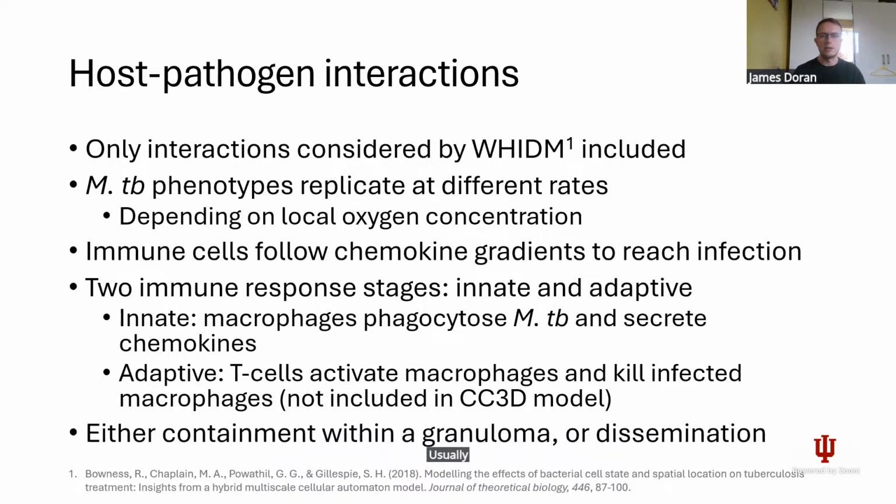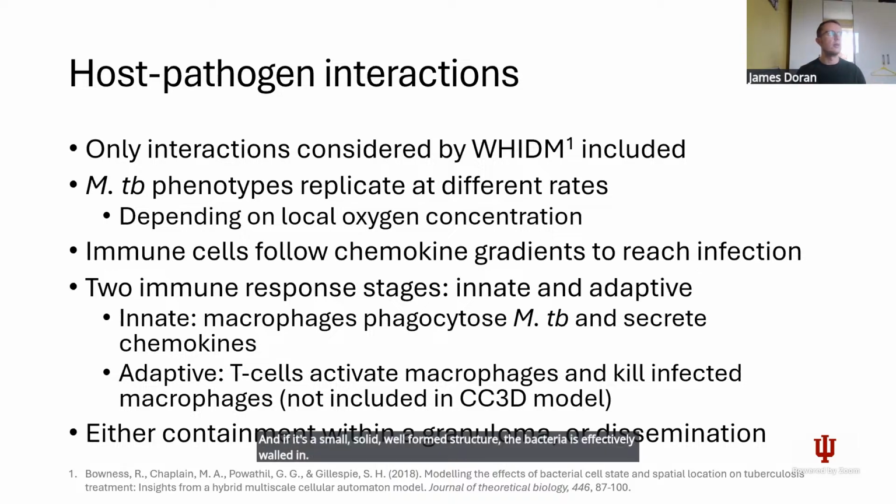Usually, as a result of all these within-host dynamics, we wind up with one of two outcomes. Normally, for most people, about 9 in every 10, the outbreak will be contained in a structure known as a granuloma. This is an aggregation of immune cells, bacteria, and necrotic tissue. If it's a small, solid, well-formed structure, the bacteria is effectively walled in and can't disseminate further through the lungs. If the granuloma does not form effectively, however, the bacteria can disseminate, spread throughout the lung tissue, continue to replicate, and lead to active disease, which requires antibiotic treatment.